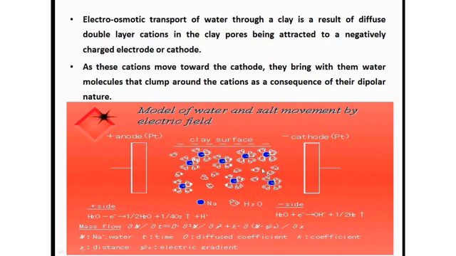It occurs because water molecules come towards this cathode along with the sodium around them. The sodium has a positive charge, and thus the water, by virtue of the sodium present, will be migrated towards this cathode via this clay. As these cations move towards the cathode, they bring with them the water molecules that clump around the cations as a consequence of their dipolar nature. So this is electro-osmosis.